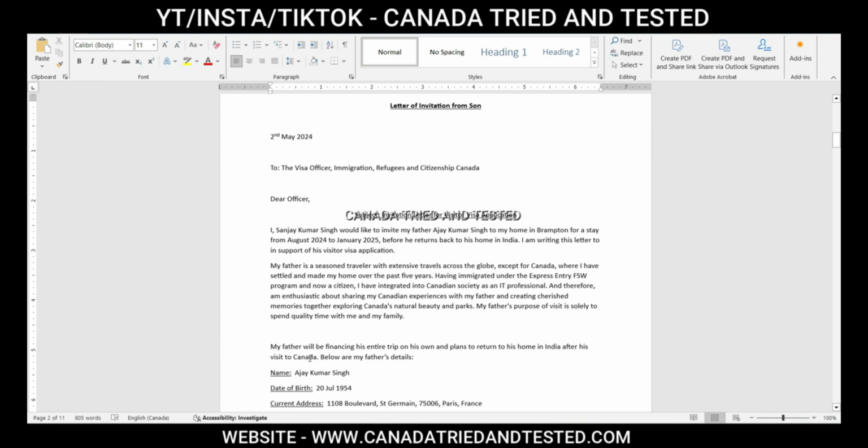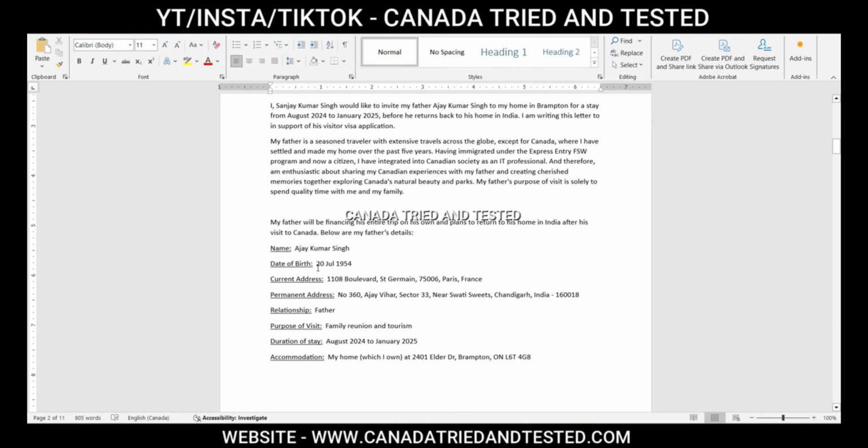Then my father will be financing his entire trip on his own and plans to return to his home in India after his visit to Canada. Below are his details. So in case parents can't finance the trip, then you will have to show that you will be financing the trip. Keep it clear, keep it straight.